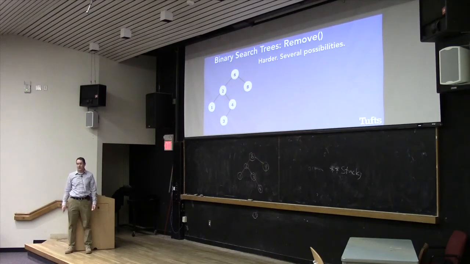Yeah. Okay. So leaves are easy. Definitely an easy case. Okay. What's a harder case? What if you wanted to remove something that has 1 child? Let's say we wanted to remove 4. How do we do that?